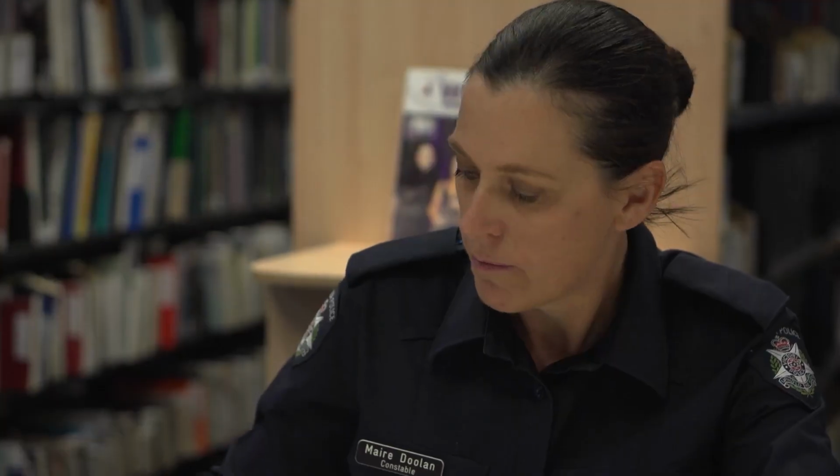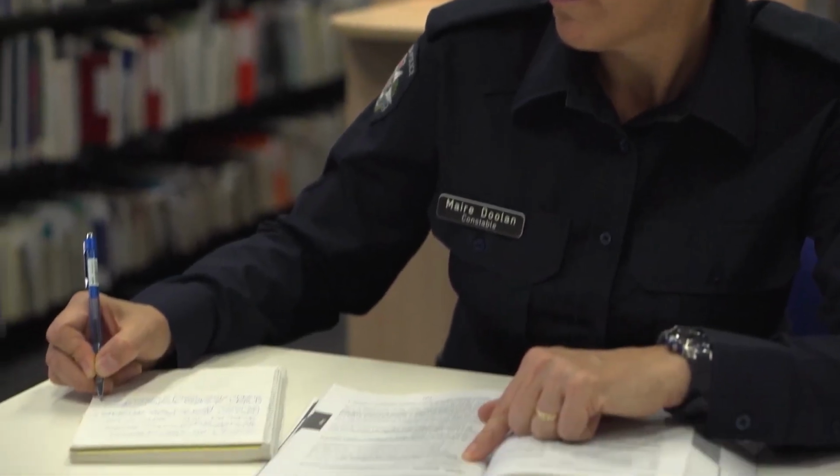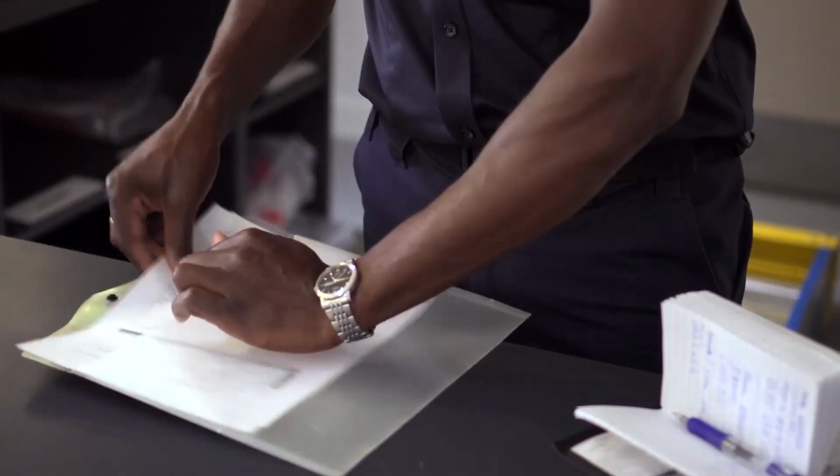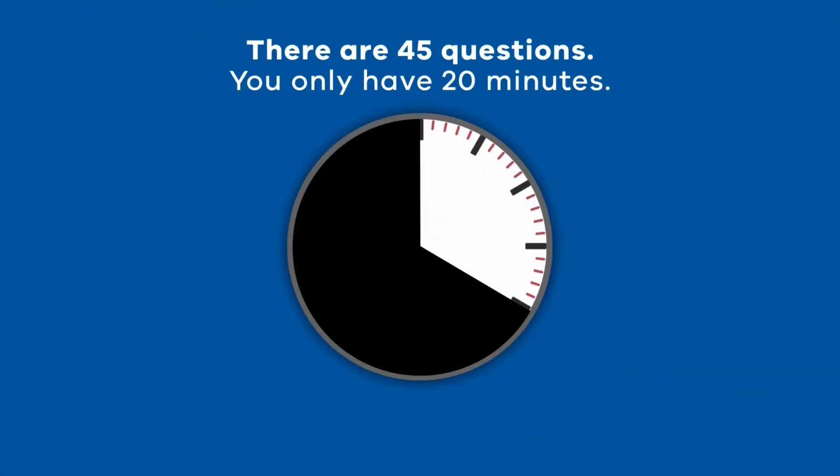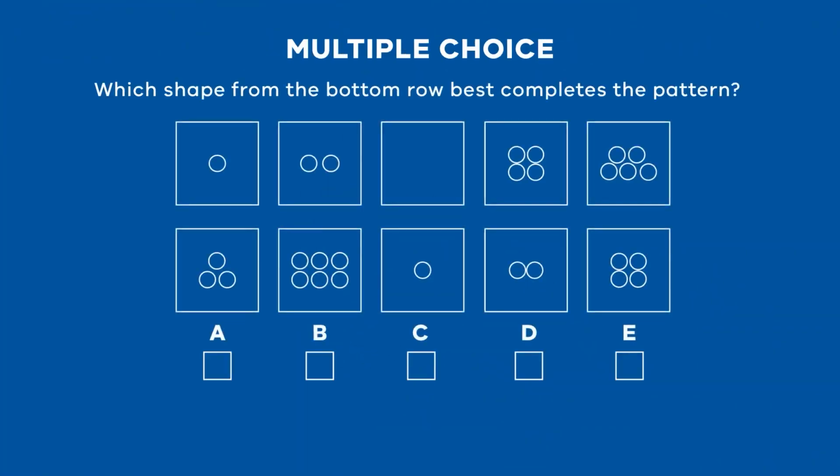In policing, reasoning skills are important because they help you to solve problems, see relationships, evaluate information, and make connections between situations and events. There are 45 questions in this section of the exam and you only have 20 minutes to complete them, so you will need to work quickly. The questions are multiple choice and you will answer them on a computer. You'll need to click on the box next to the correct answer. Only one answer is right.